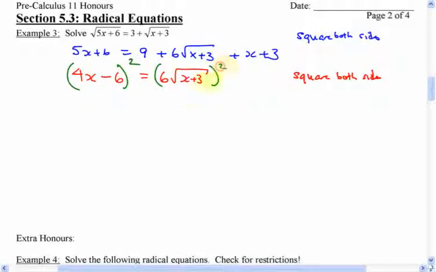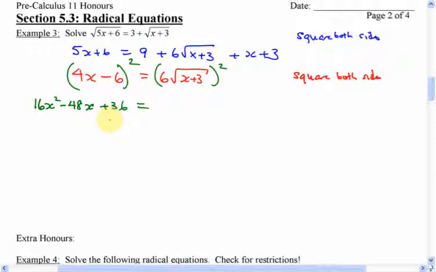So the left side, 4x minus 6 all squared: 4x all squared is 16x squared. 4 times 6 is 24, times 2 is 48, so 48x plus 36. Is that correct? Yes. Okay.